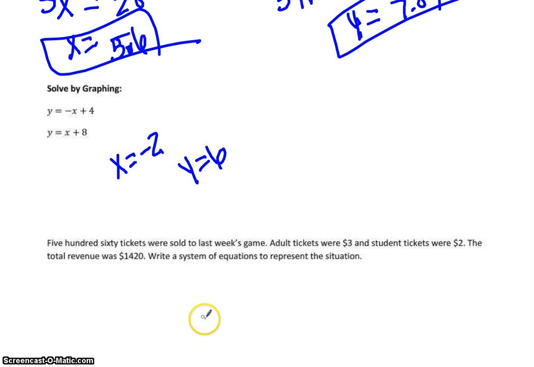The next one wants you to set up a system of equations. Now notice it says nothing about solving. All you're doing is writing your two equations and you're done.